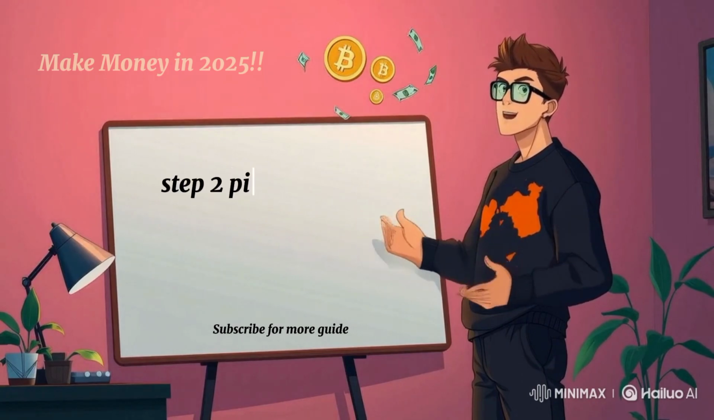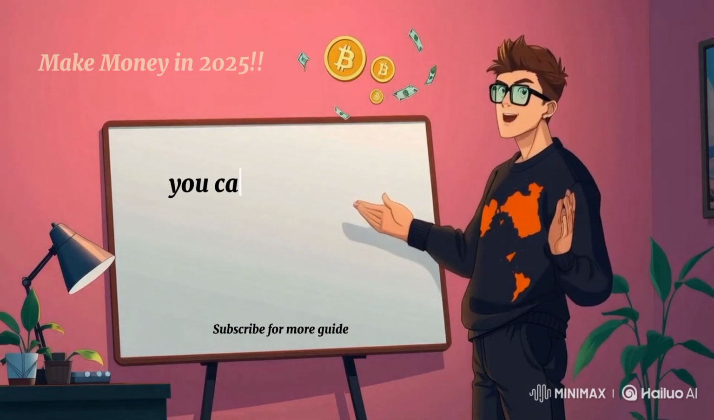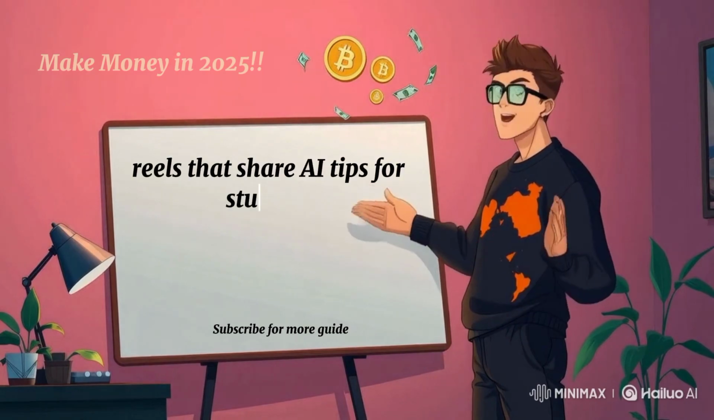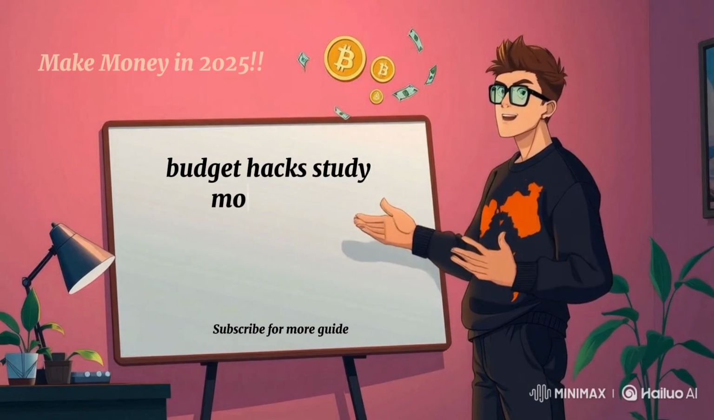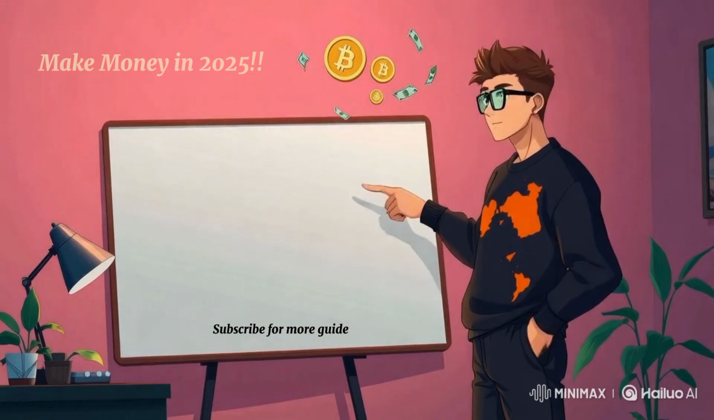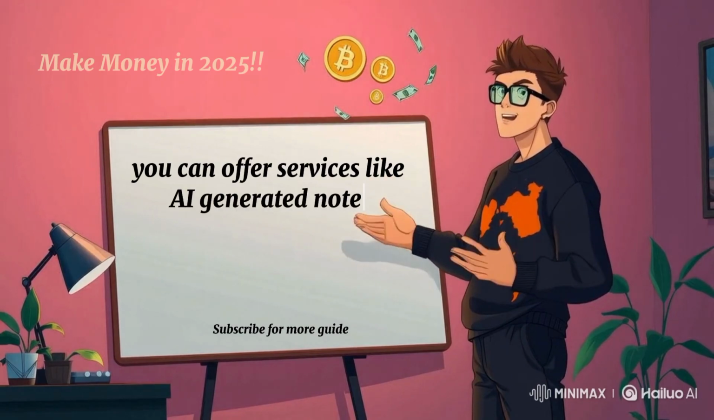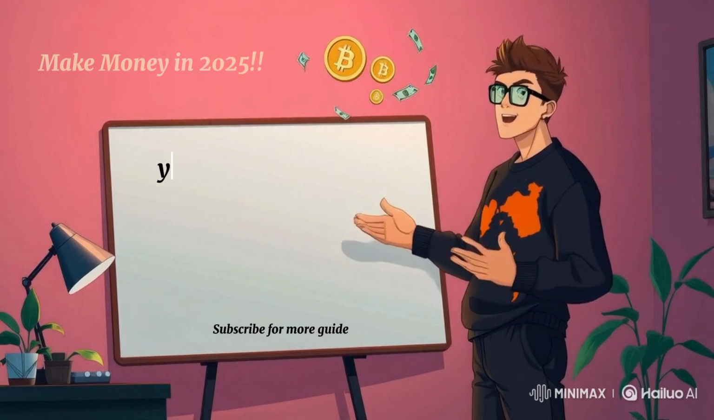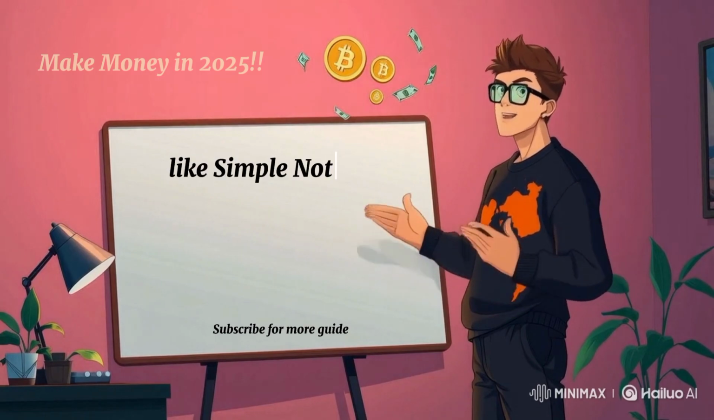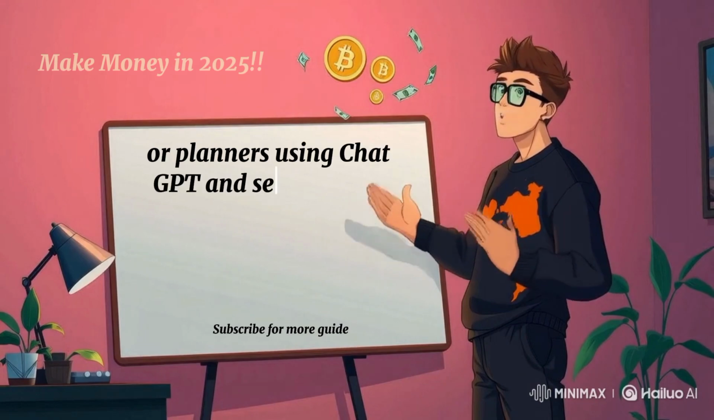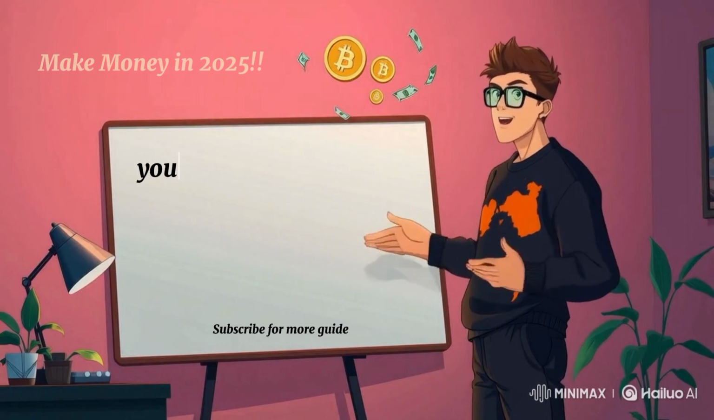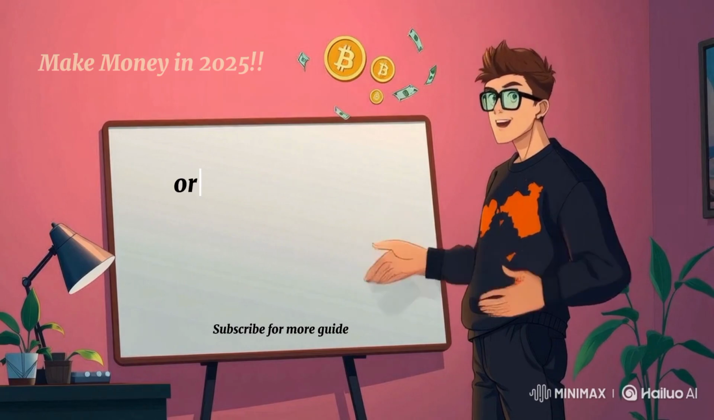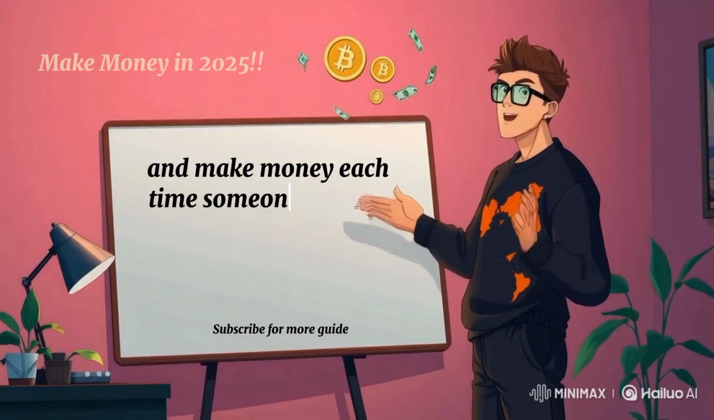Step 2. Pick your lane. You can go faceless and create content accounts on TikTok or Instagram Reels that share AI tips for students, budget hacks, study motivation, all generated with ChatGPT. You can offer services like AI-generated notes, essay outlines, or flashcards to your classmates for a small fee. You can build digital products like simple Notion templates, ebooks, or planners using ChatGPT and sell them on Gumroad. You can even do affiliate marketing for tools students actually use, like Canva Pro, Grammarly, or budgeting apps, and make money each time someone signs up.